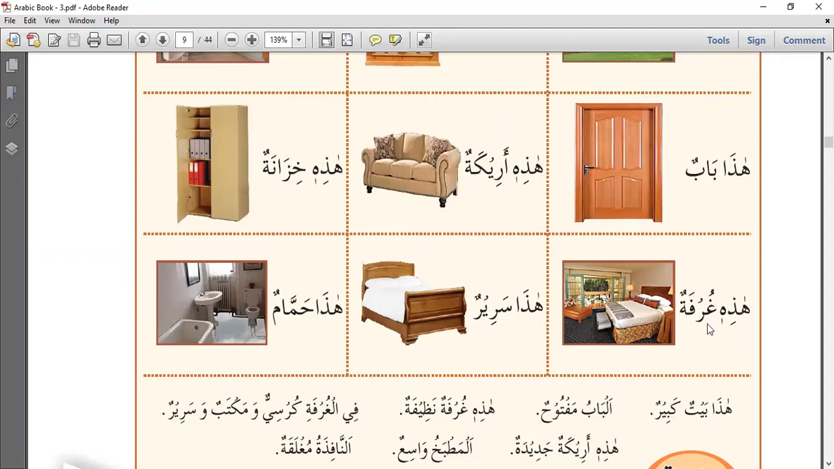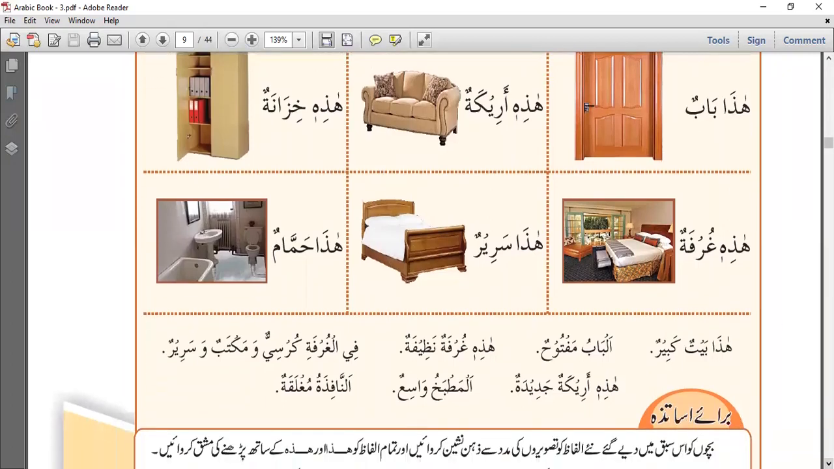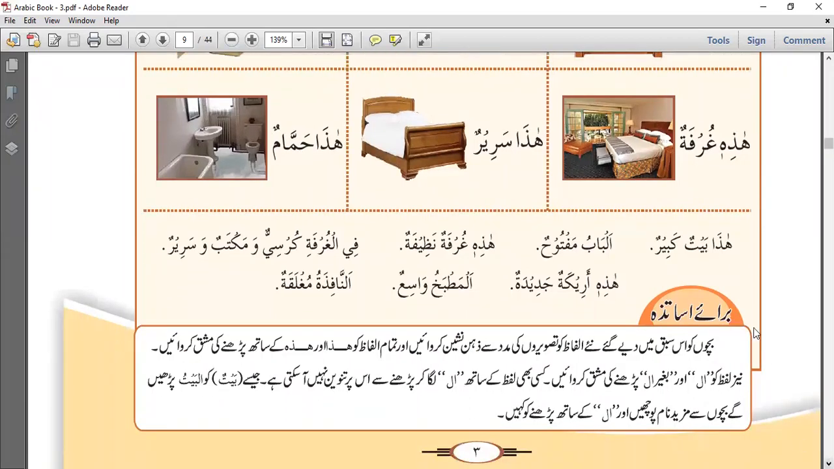هذه غرفة. غرفة means room. This is a room. سرير bed. هذا سرير. This is a bed. حمام. هذا حمام. This is a bathroom. هذا بيت كبير. هذا means this. بيت means house. كبير means big. So this is a big house.